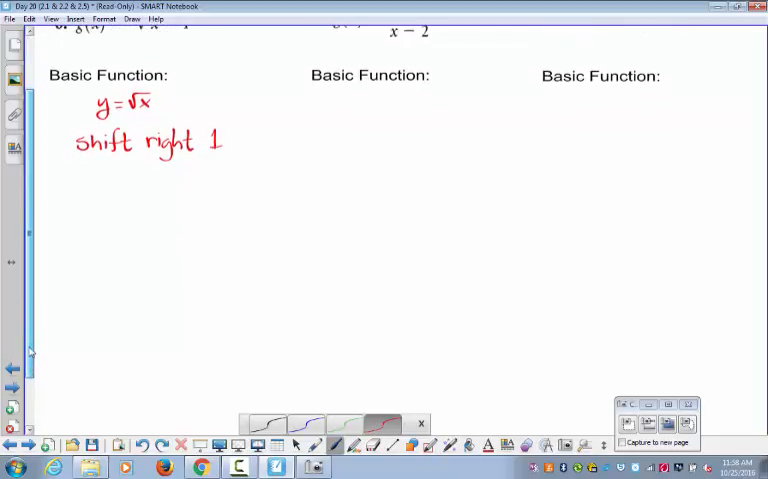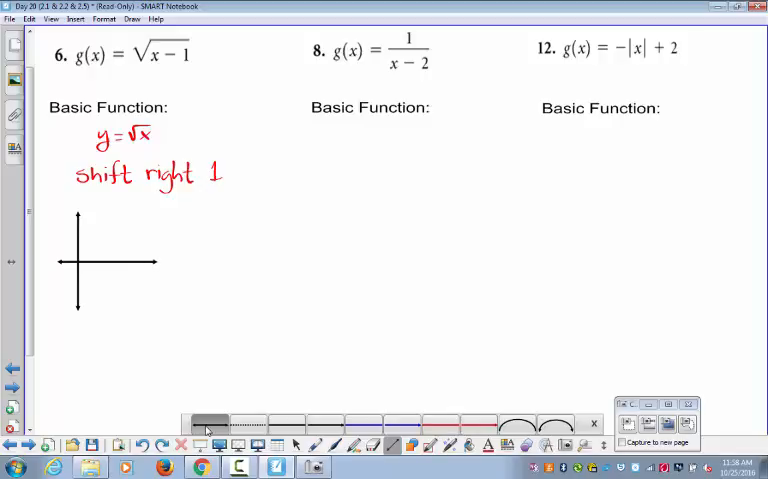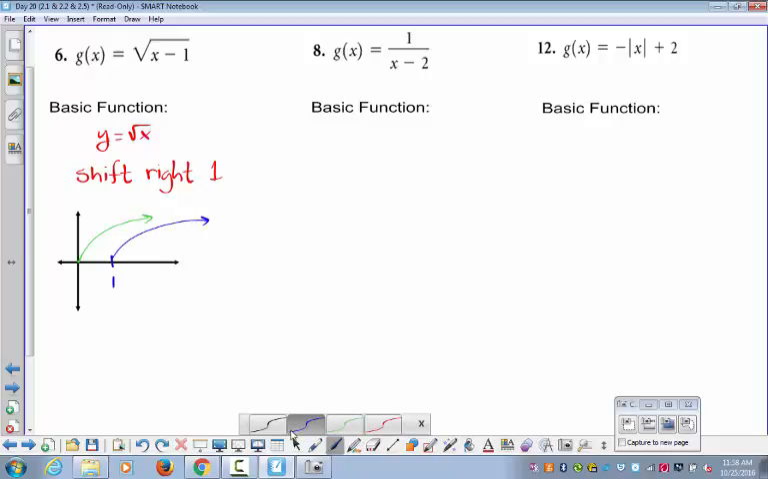Okay, so then we go to our graph. Pretty straightforward. Make sure you know your basic functions. If you know your basic functions, you're pretty good to go. So here is root x. And then g is going to be that function shifted to the right 1 unit. So that will be y equals g of x. Shift right 1.